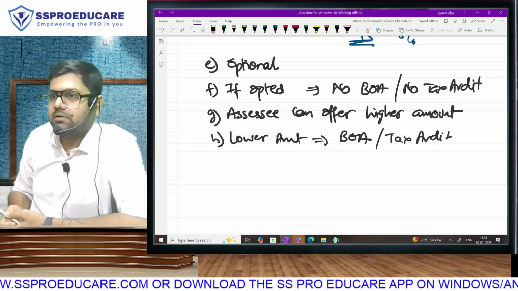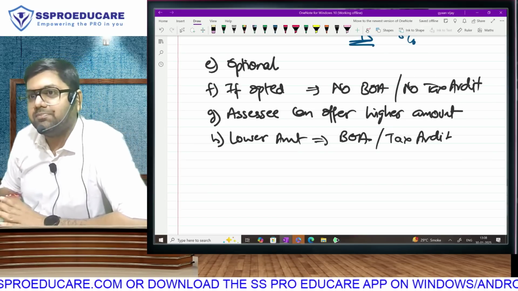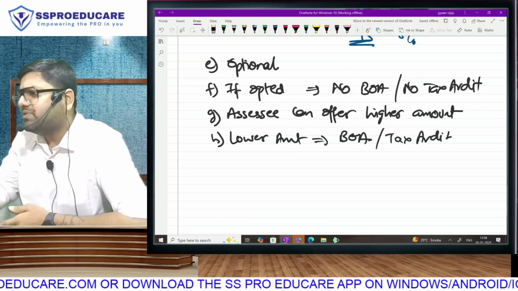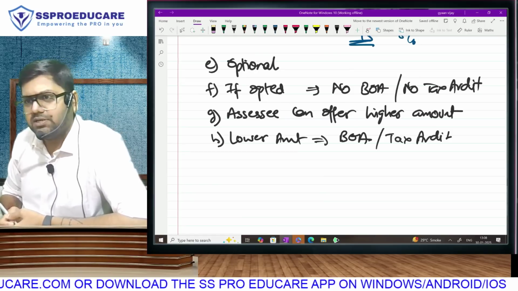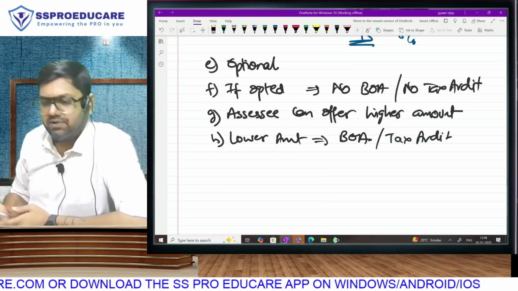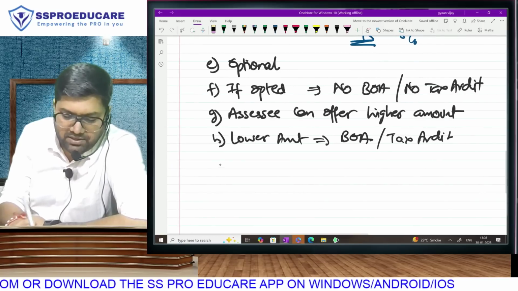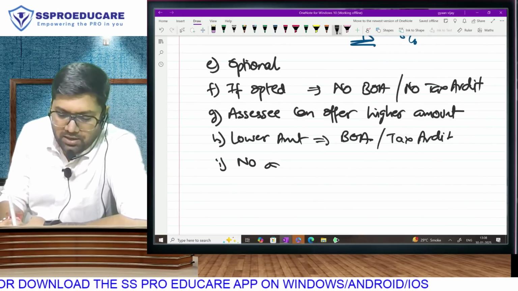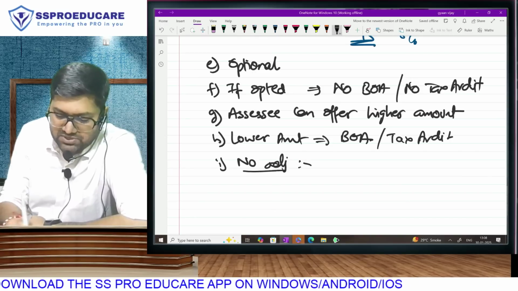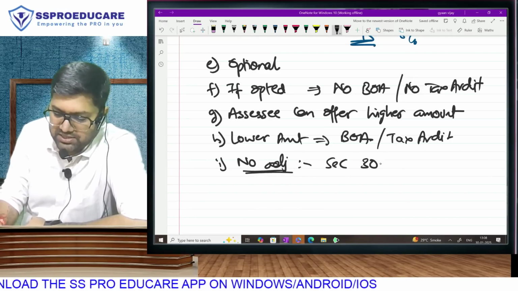Presumptive is optional. So higher, you can offer within presumptive. Lower you want, leave presumptive. Presumptive is not compulsory. Make sense? Everyone? There will be no adjustment from section 30 to section 43B.